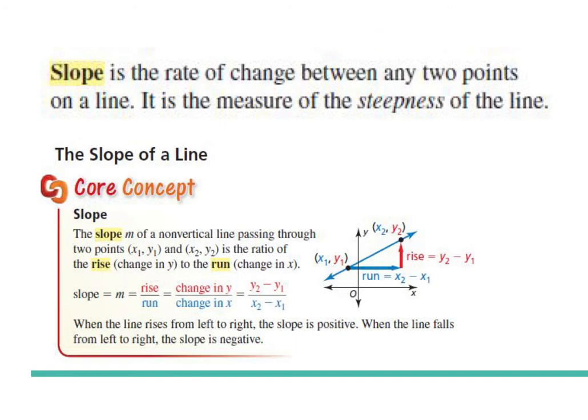The slope is the rate of change between any 2 points on a line. It is the measure of the steepness of the line. So the first thing we're gonna talk about is what is steepness. How I teach steepness is once you're done copying down those words, copy down the 2 lines that I'm going to draw right here. Draw a little stick figure of yourself right next to those lines.